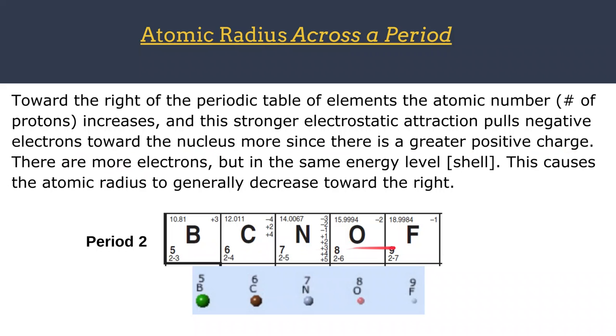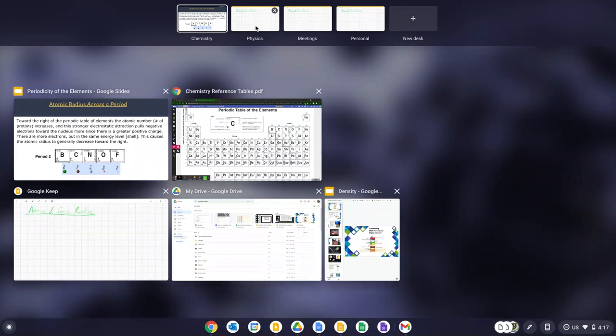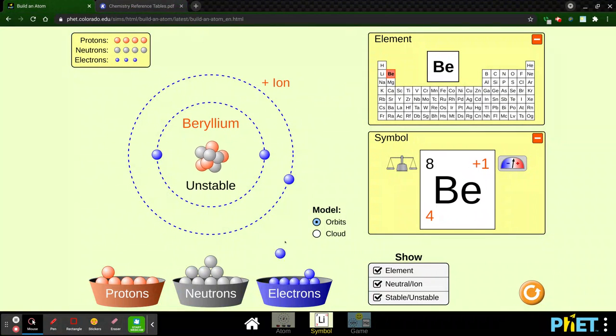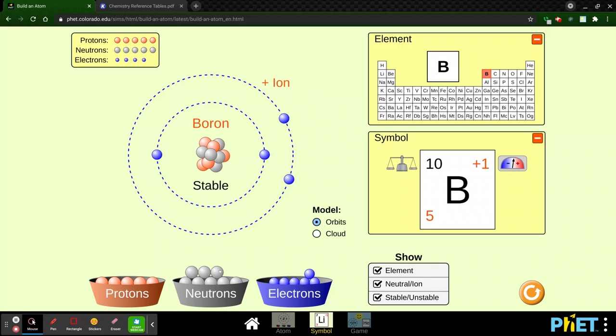Yes, there are more electrons in the atoms, but they're in the same energy level, meaning they're in the same shell. So remember, as we go to the right of the periodic table, let me show you on the simulator. So lithium has 3 protons. Okay, so now we go to beryllium, which has 4 electrons, but if you notice, they're in that same second energy level.